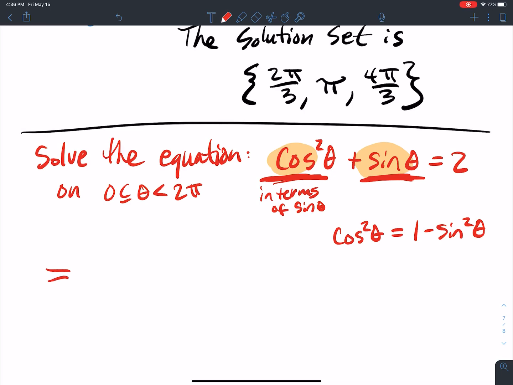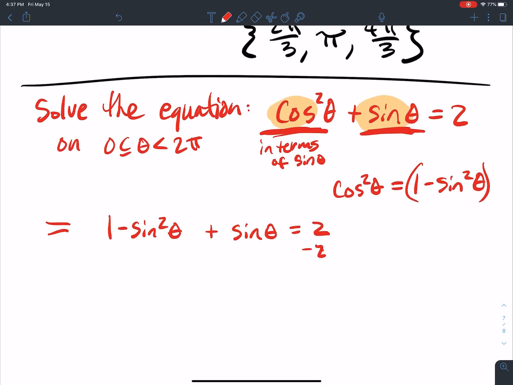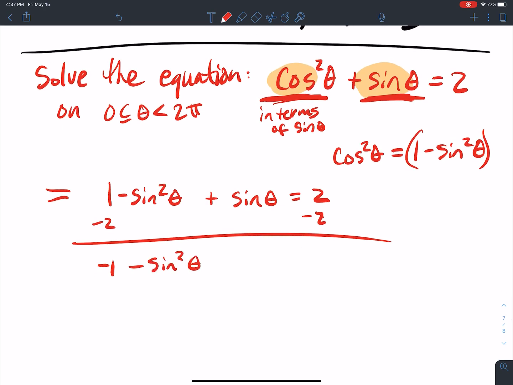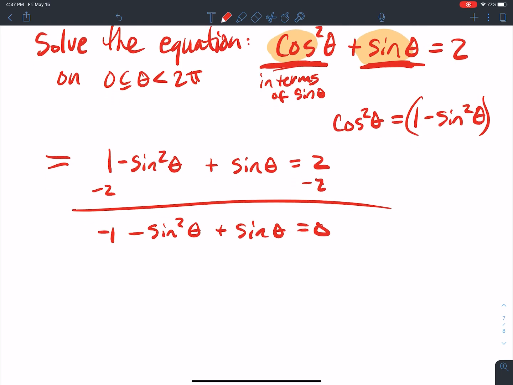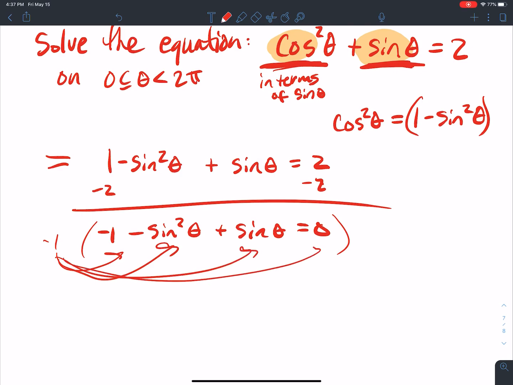And so this equation becomes, I'm going to replace cosine squared with 1 minus sine squared theta, and then I have plus sine theta equal to 2. So if I'm going to solve this, I'm going to subtract 2 from both sides. And so what do I have? Well, actually, you know what? Yeah, that's fine. So negative 1 minus sine squared theta plus sine theta equal to 0. I don't like this because my lead coefficient is negative. So I'm going to multiply everything by negative 1. And so that changes the sign of everything. 0 times negative 1 is just 0. This becomes positive 1. This becomes positive sine squared theta. This becomes minus sine theta.